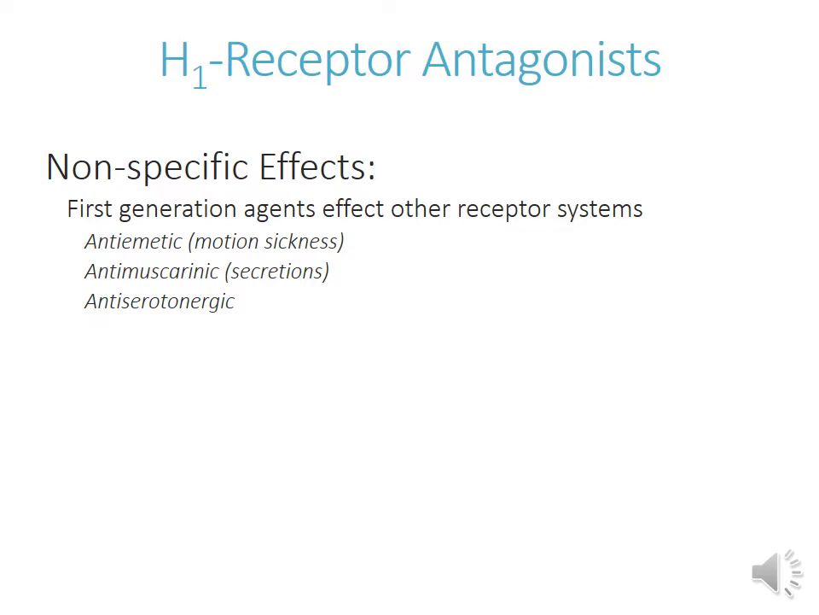Some other effects you're going to be seeing specifically with the first generation agents, and again, this has a lot to do with the antimuscarinic effects, is that they have some antiemetic activity. So really good for things like motion sickness, vertigo. Due to the antimuscarinic activity, they can help dry out the secretions a lot better. So you really will see much more drying effect with your first generation agents than your second generation agents, because those aren't getting into the CNS to really do that. And then they can even have some anti-serotonergic effect as well, which clinically isn't really going to be useful to us right now, but just know that can be important for things like serotonin syndrome.